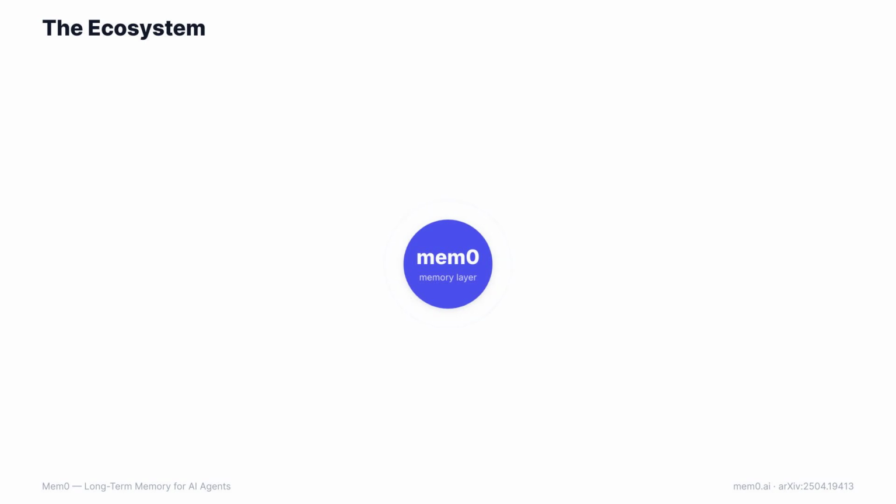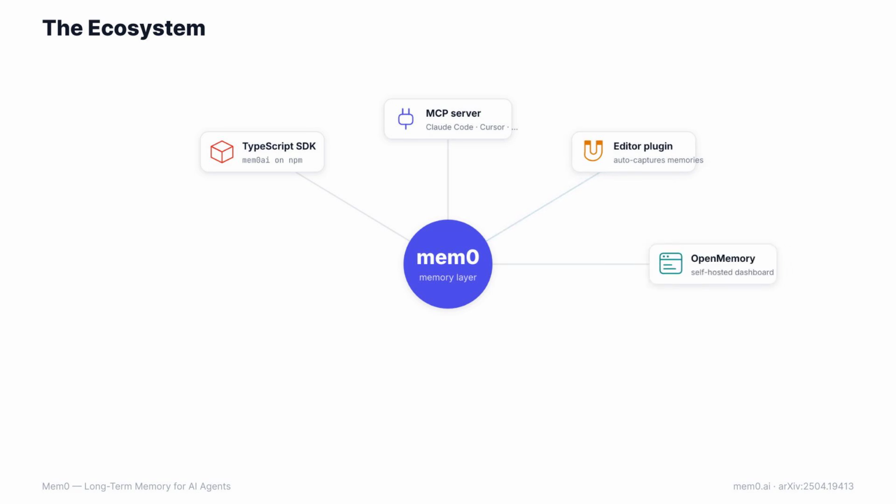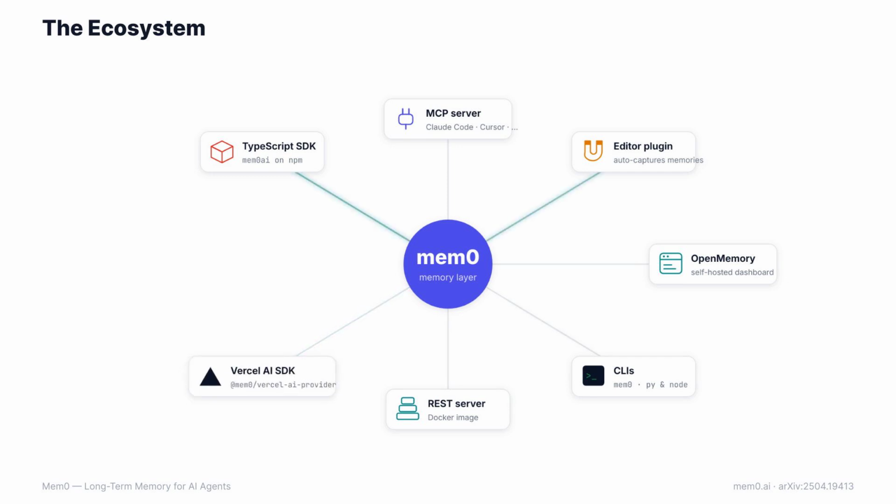Mem0 is bigger than one SDK. There is a TypeScript SDK with the same two flavors, hosted client and self-hosted memory. An MCP server brings memory tools to Claude Code, Cursor, and any MCP-capable editor, with a plugin that captures memories automatically as you work. OpenMemory is the self-hosted platform with a web dashboard. There are command line clients in Python and Node, a REST server image for Docker, and a Vercel AI SDK provider for the JavaScript ecosystem. One memory layer, reachable from wherever you build.